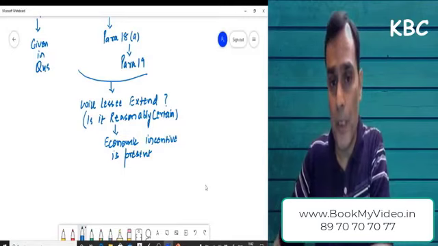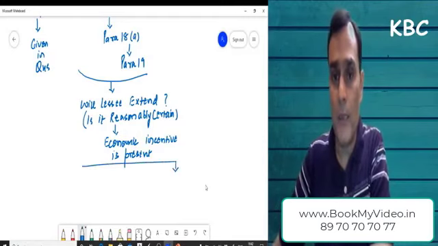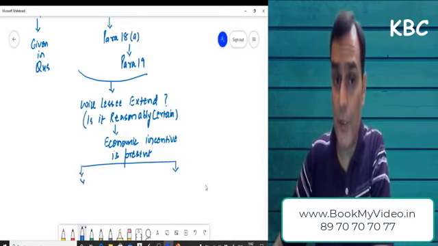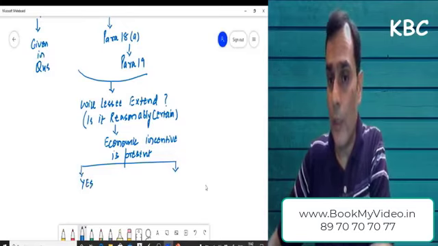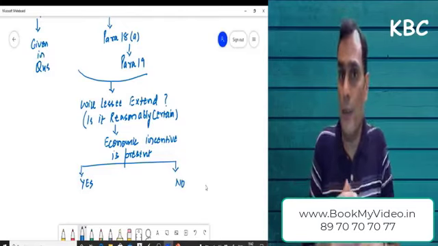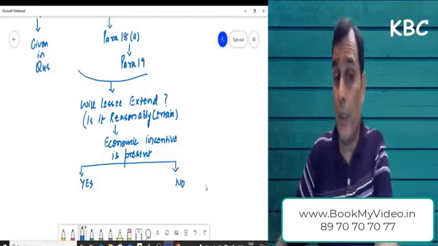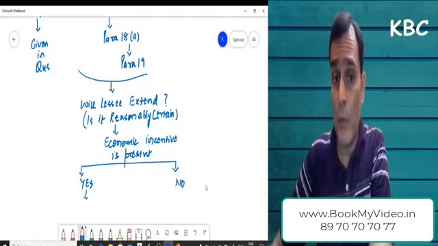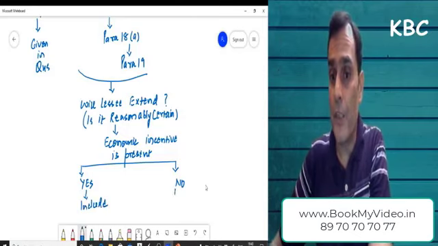Now, in this particular case, we can say: yes, the economic incentive is present; or no, the economic incentive is not present. If the economic incentive is present, we will include the renewal period. And if it is not present, we will exclude the renewal period. As simple as that.